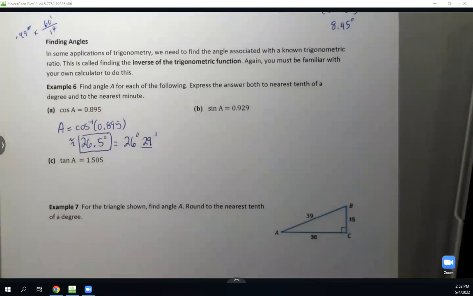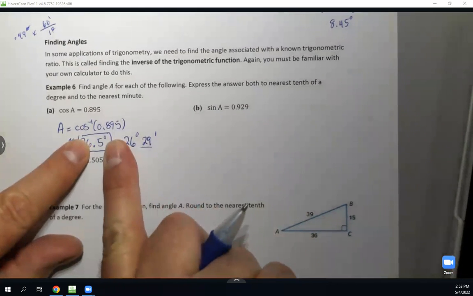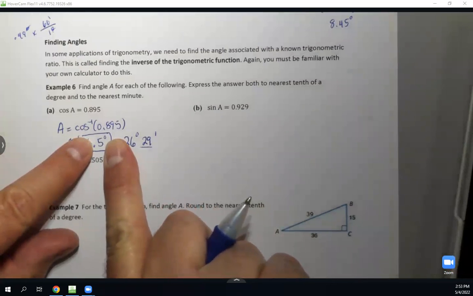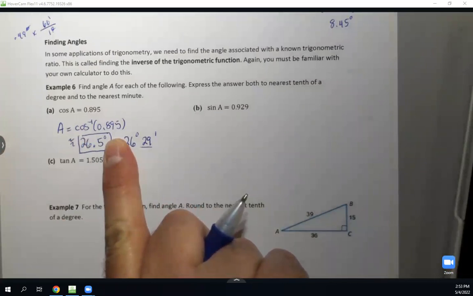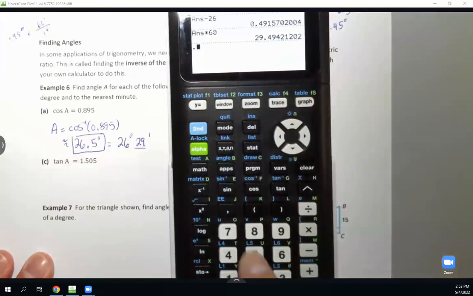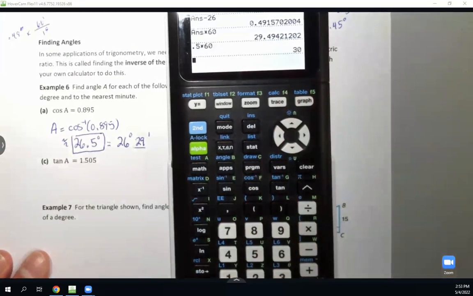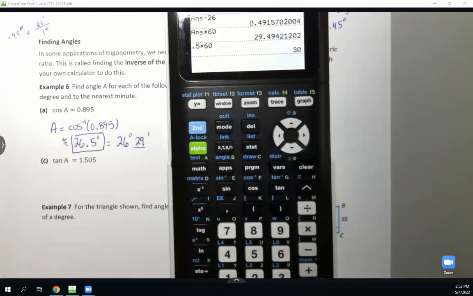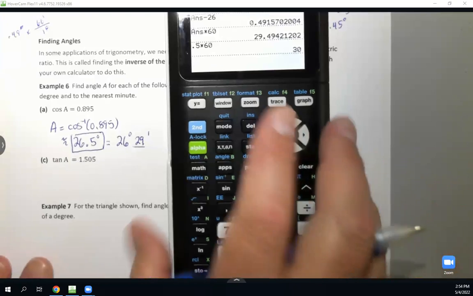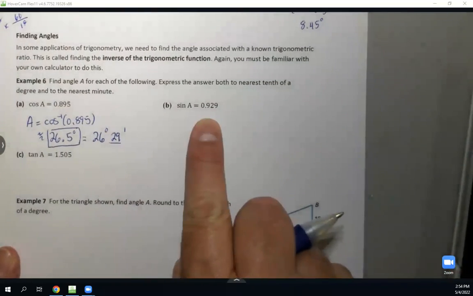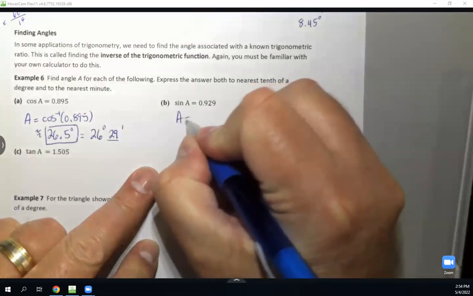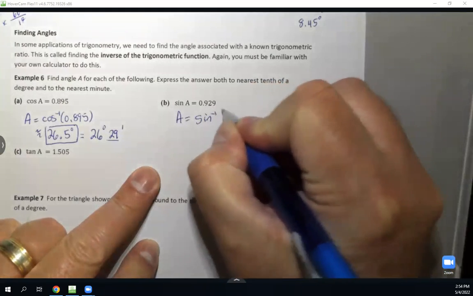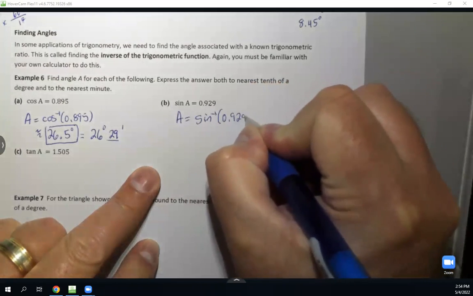Now my warning for you is, had I rounded to 0.5 degrees and then changed that, if I do 0.5 times 60, that's 30. So I'm off by a minute. You with me? So be careful about that, okay? If the sine of angle A is 0.929, then A is going to be the inverse sine of 0.929.